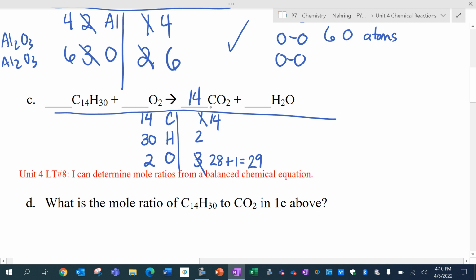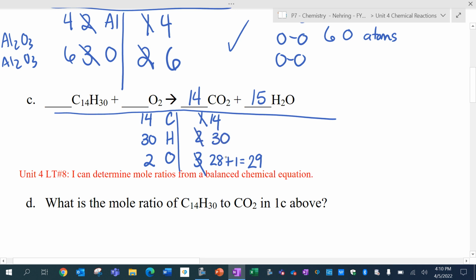So every time I change a coefficient, I'm going to update my tally on the bottom. All right, now let's look at the hydrogen. I've got 30 on the left. I want to have 30 on the right. So if I make 15, 15 times 2 is 30. So now my hydrogen's balanced.